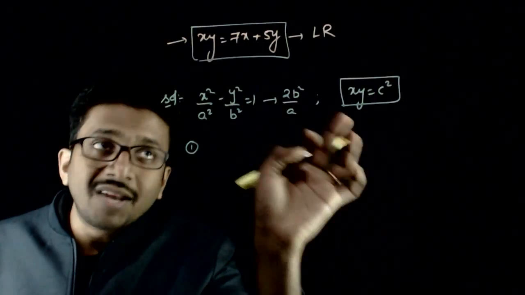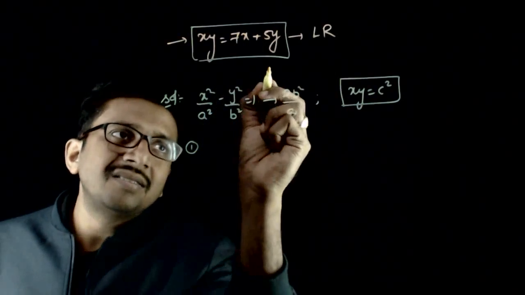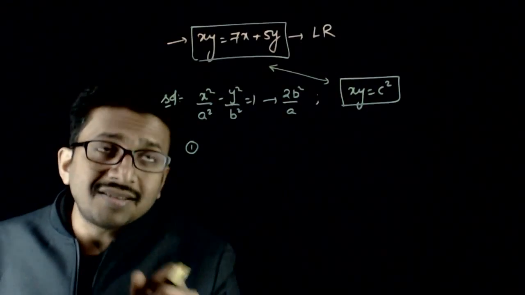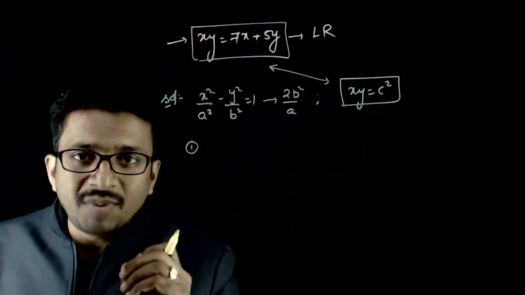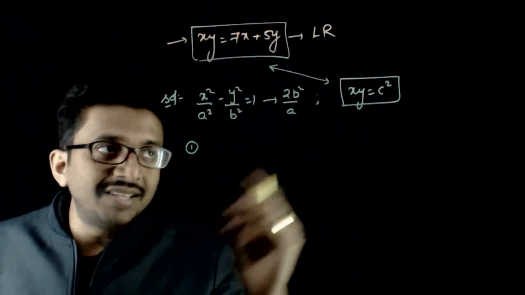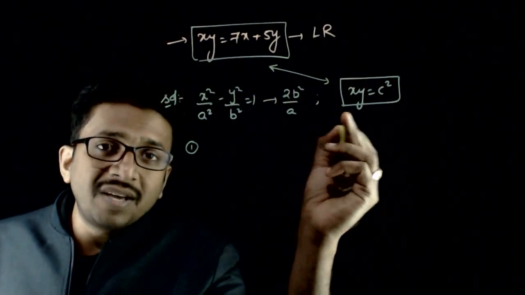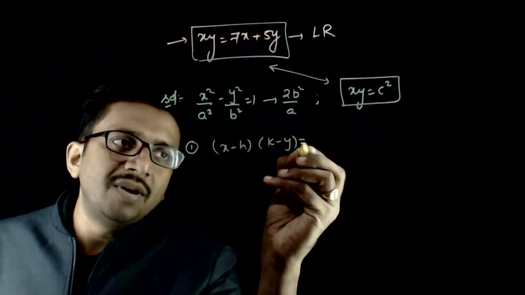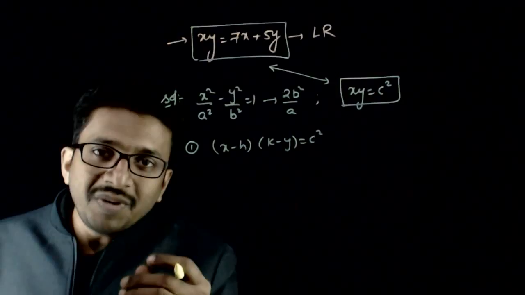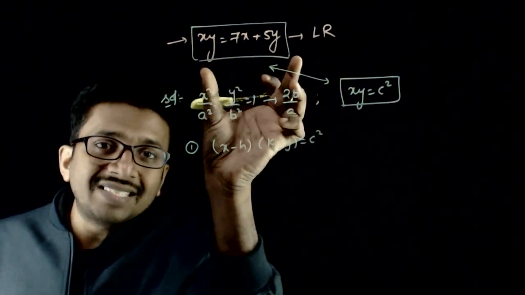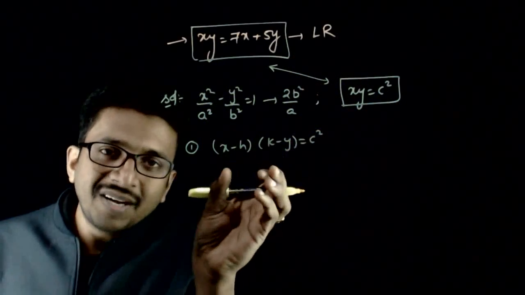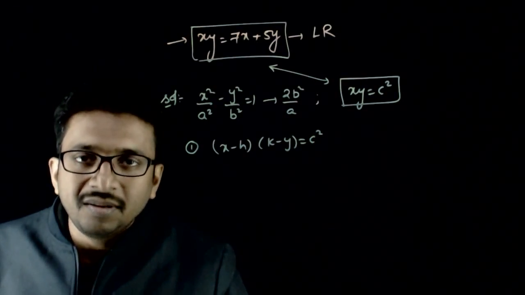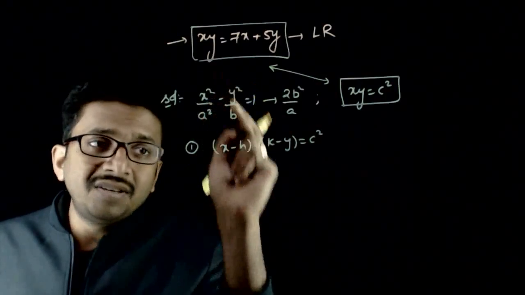Obviously I cannot directly convert it as it is, but these two look related. So maybe what I guess is this is a shifted hyperbola corresponding to this. That is, if this is of the form, instead of xy = c², (x − h)(k − y) = c². What does it mean? That means that this is exactly the same as this hyperbola, but it is shifted to a point (h, k) without changing the direction. So now let me try to convert this into this form.